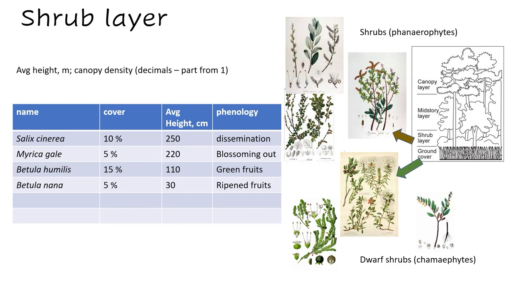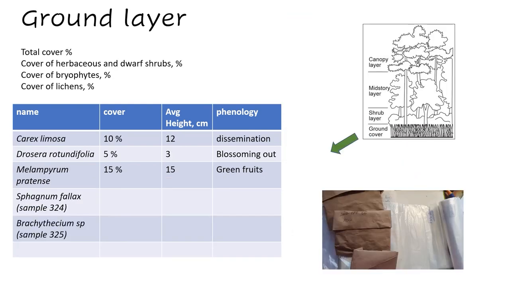characteristic in peatland, because peatland plants have a huge, large variability in biology. It's very significant to pay attention to phenology. And finally, the ground layer.